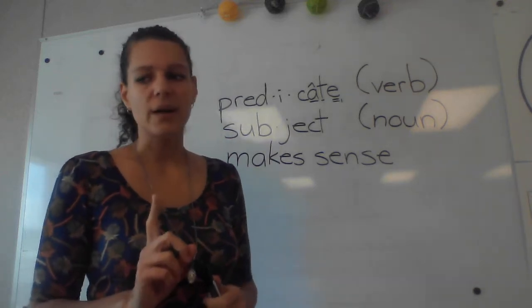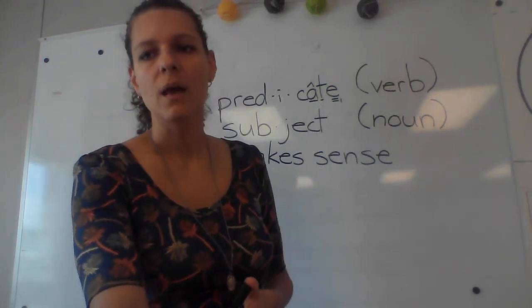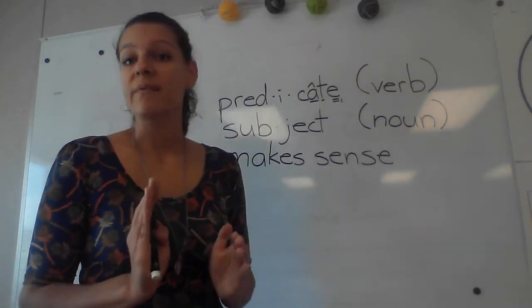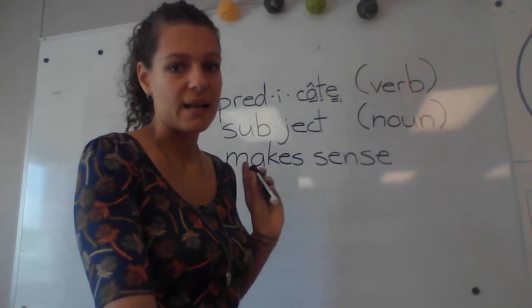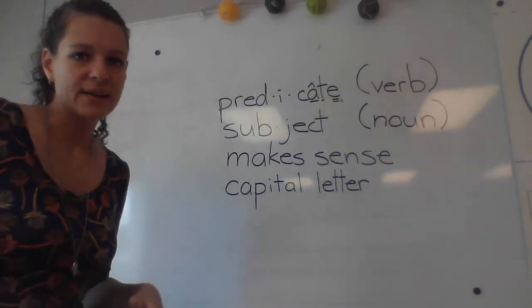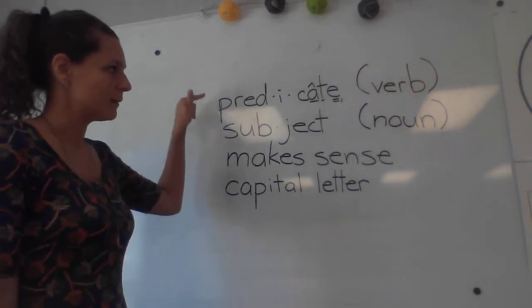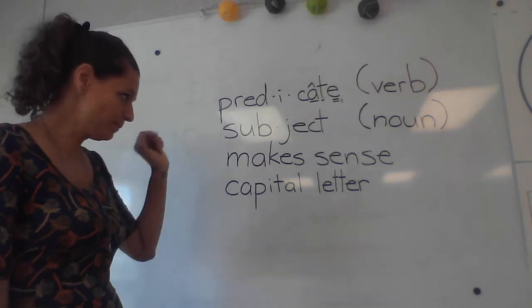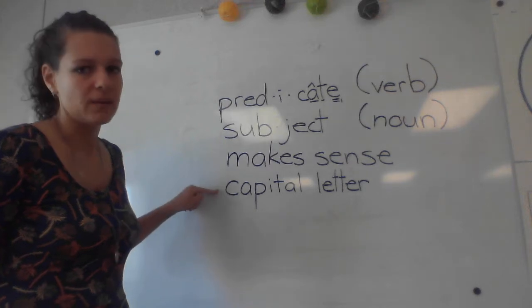We haven't reviewed our capital letters yet. I think we'll get to that this week, but anytime you're writing a sentence, you have to start it with a capital letter. So I'm going to write that up here. All right, so we have 4 things out of our 5, right? We need a predicate or a verb, a subject, usually a noun. It has to make sense, and it needs a capital letter.